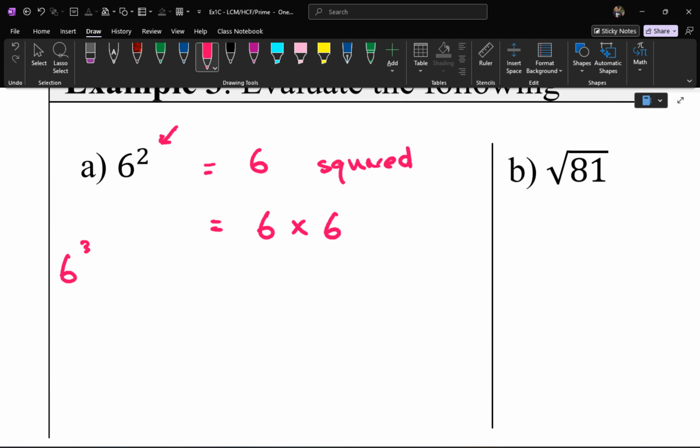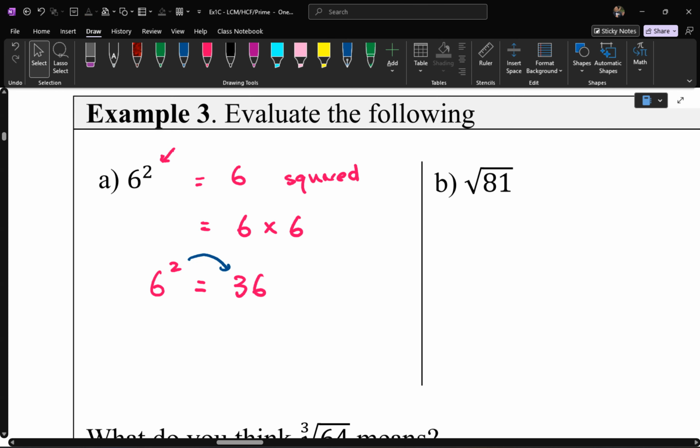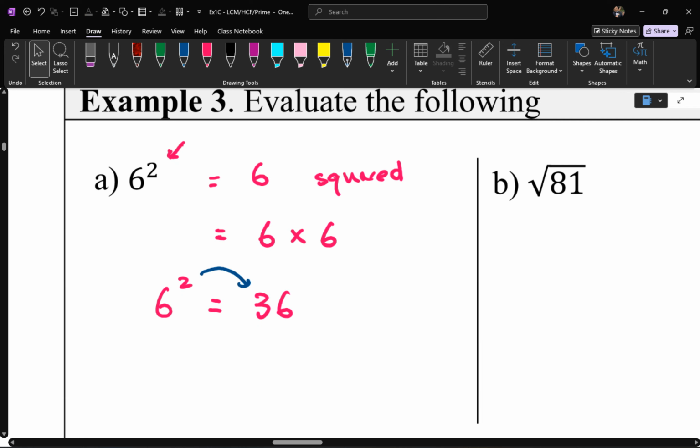If you wrote 6 cubed, what does that mean? Very good. It becomes 6 times 6 times 6. And you can see there are 3 of them there. So the power or the indices tells you the number of times you're going to multiply itself. So 6 squared, what does that equal to? Let's go with Charlie. 6 times 6. 36. Very good. So when they say, what is 6 squared? The answer is 36.